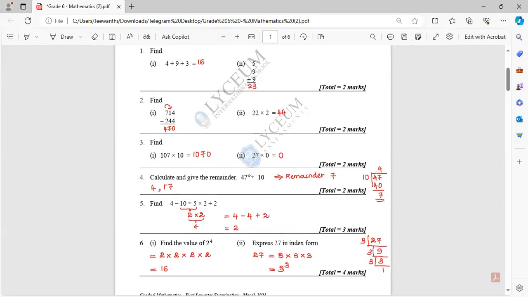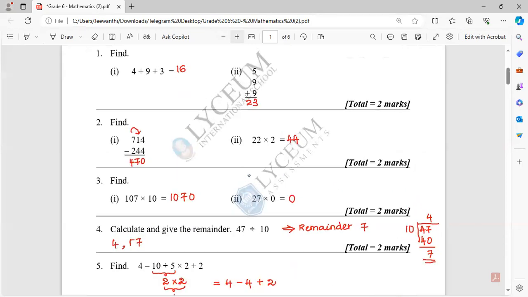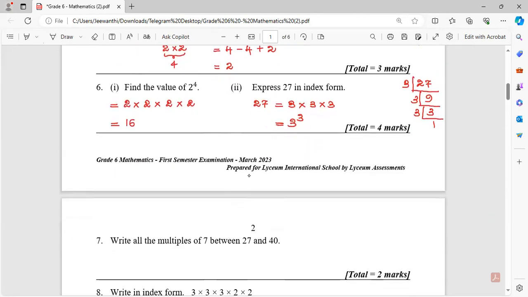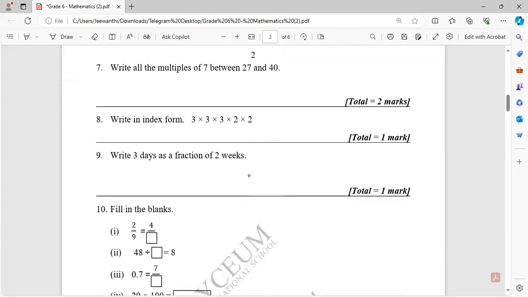Why? Because I have shown the steps when required, and see the neatness and the way I have written the answers. Sorry, and the equation marks that I have written them in order. So you want to improve these kinds of things to get the maximum 5 marks out of those handwriting marks. Neatness and accuracy should be there, right? So we will move to page number 2.